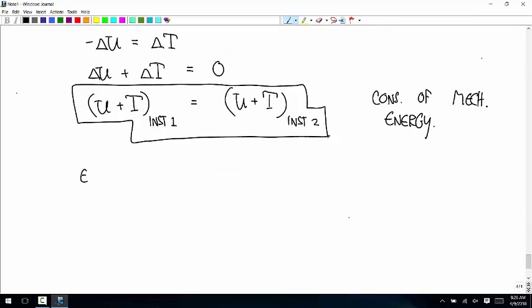So here's an example. This example is going to show the sort of beautiful simplicity of all this.